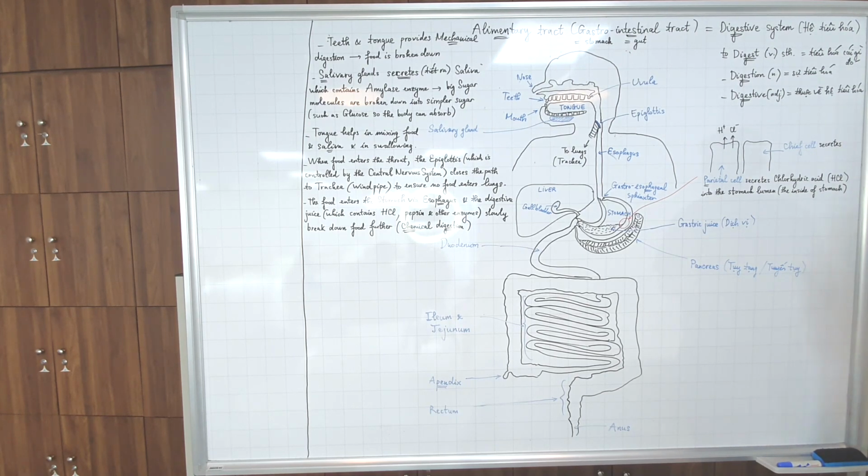Chief cell actually secretes pepsinogen enzyme, which is an inactivated form of pepsin.